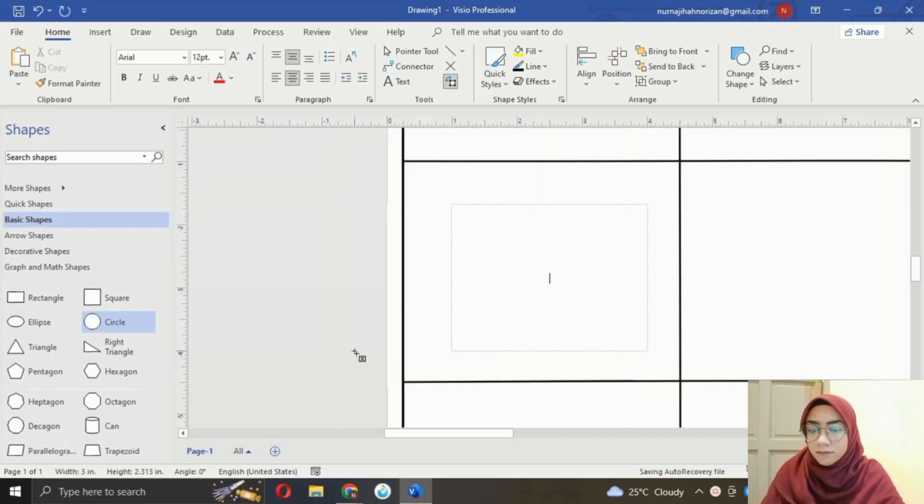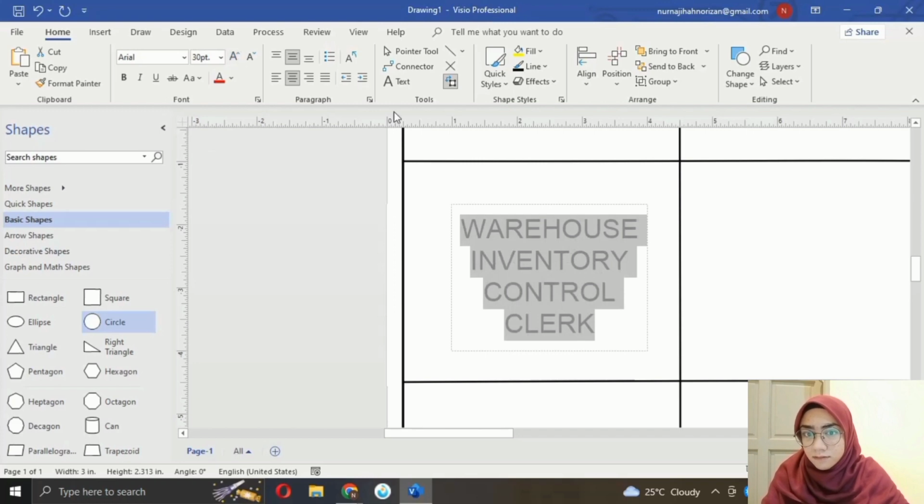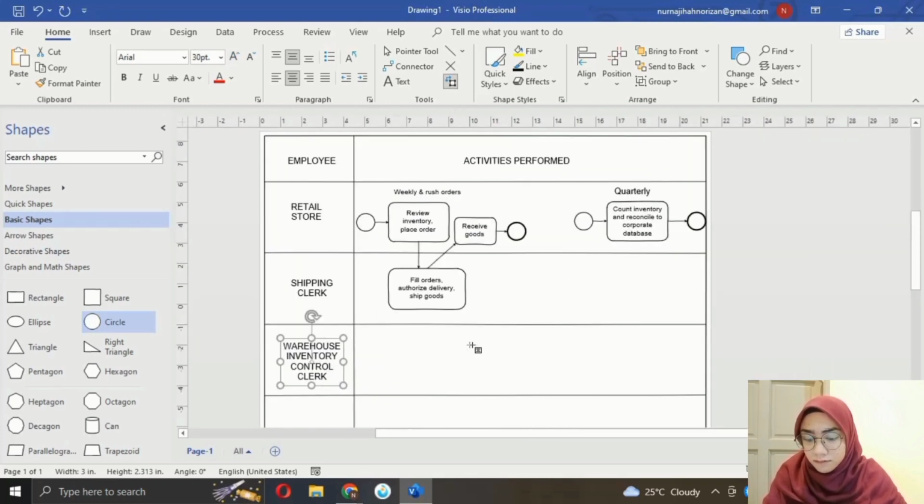In this part, the explanation is warehouse inventory control clerk. In this part, we start from quarterly, inventory control department. Responsible for the maintenance of perpetual inventory records, including quantity on hand, order point, optimum order quantity, and quantity on order for each item carried.